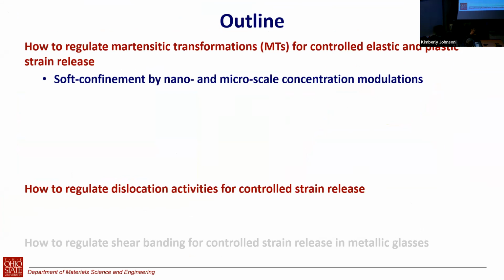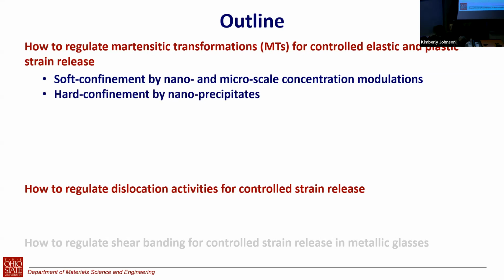So the whole theme of this talk is to create compositionally modulated material in bulk form, and then try to control the strain release. Related to that, there is also structure modulation in the materials to control the strain release. The first one I can talk about is what I call soft confinement, by concentration modulation at the nanometer scale to micrometer scale, to control the strain release. I can show you how.